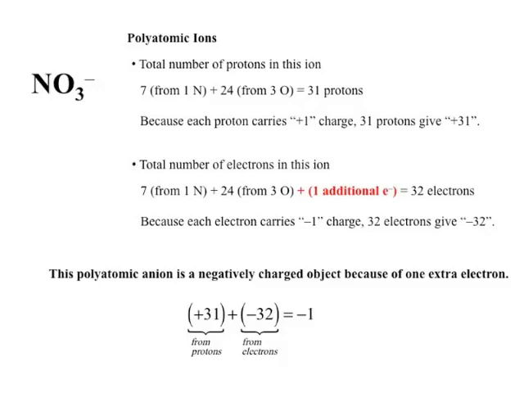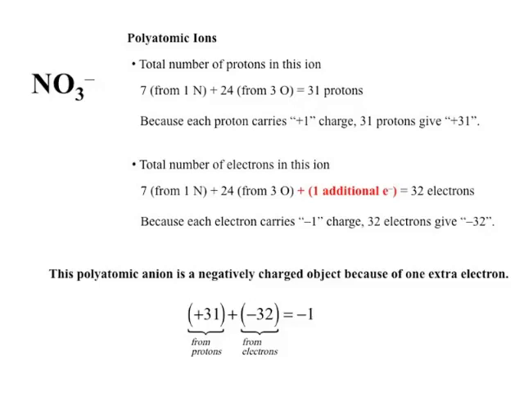NO3- is a polyatomic ion. Why? Because you see the superscript negative. Negative means negative 1. That indicates there is 1 extra electron in this ion. How many protons are in this ion? 7 from 1 nitrogen and 24 from 3 oxygens. 31 protons. How many electrons are in this ion?